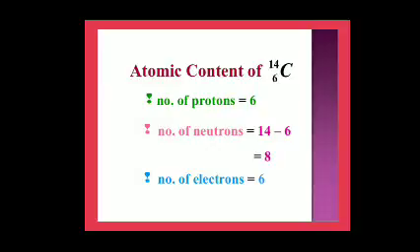The number of electrons is equal to the number of protons, so the number of electrons is also 6. Here, in the carbon isotope C-14, the number of protons is 6, the number of electrons is 6, and the number of neutrons is equal to 8.